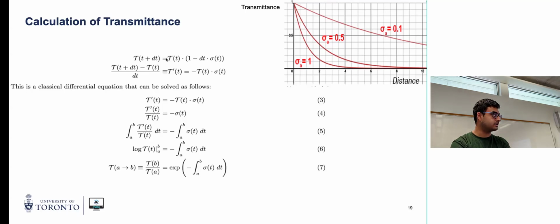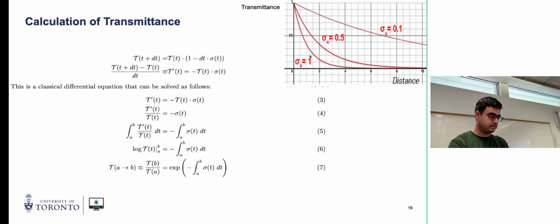So between the time span of t and t plus dt, if the ray does not hit any point, the probability is 1 minus dt times sigma of t. And so we can say that T(t plus dt) equals T(t) times 1 minus dt times sigma(t). After that, we just do some simple math in order to get the transmittance from the point a all the way to the point b. And we can finally get this as the exponential of the negative integral from a to b of sigma(t) dt.